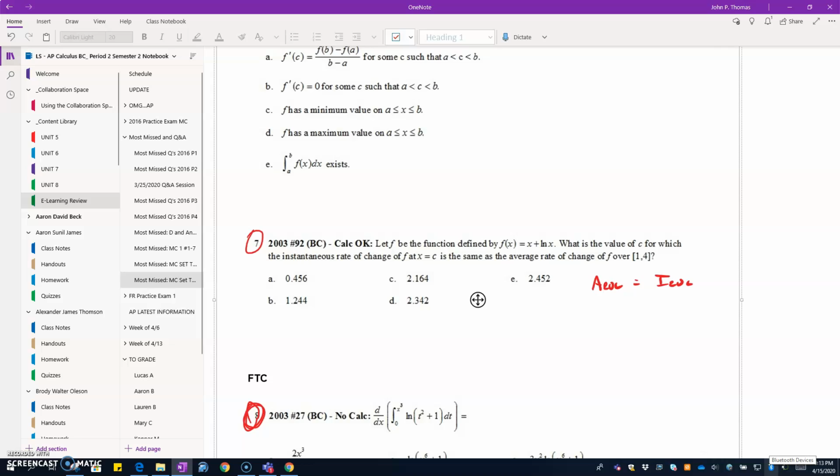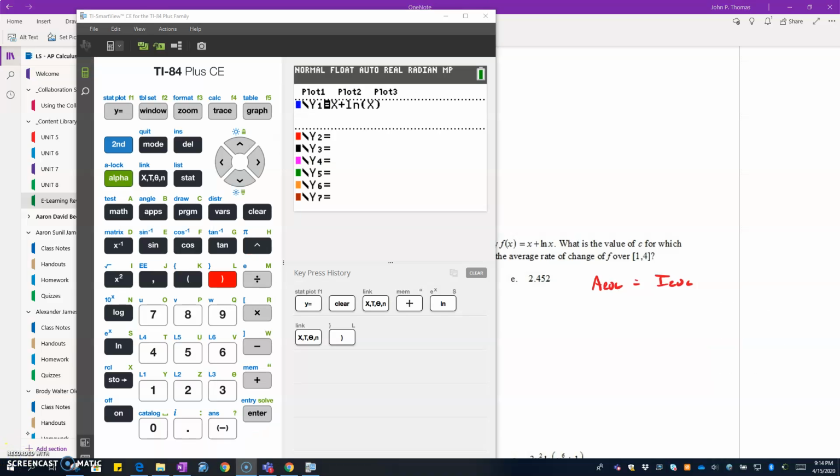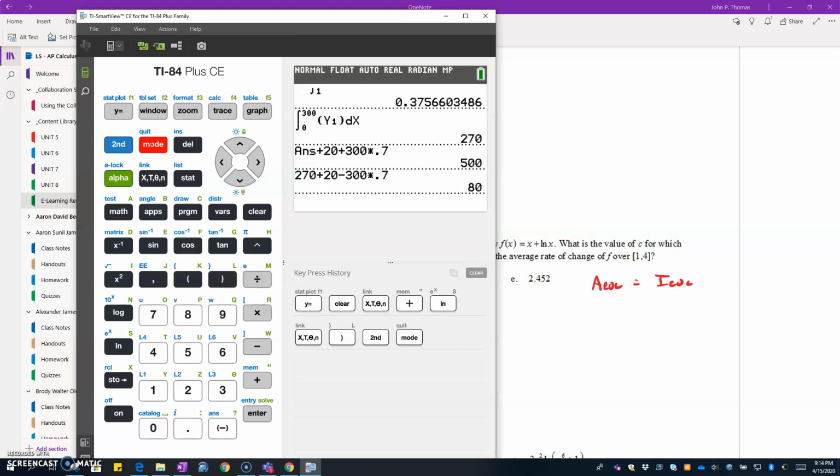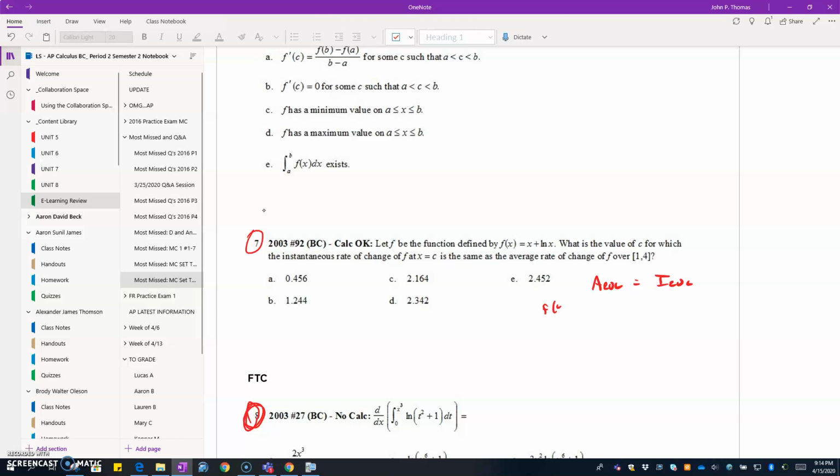So when I look at average rate of change, we're going to plug 4 in, top and bottom. So we're going to lean on the calculator for this one. I've got the function in y1 on my calculator. So I'm going to go back to my home screen on the calculator. I'm going to clear things out just so I'm working from a fresh place. And I want to find over the interval from 1 to 4. So what I need to find is f of 4 minus f of 1 over 4 minus 1.